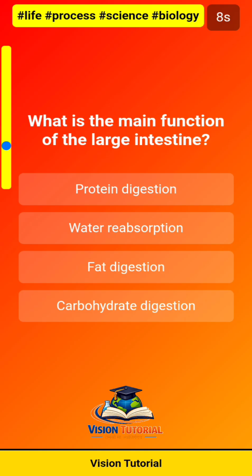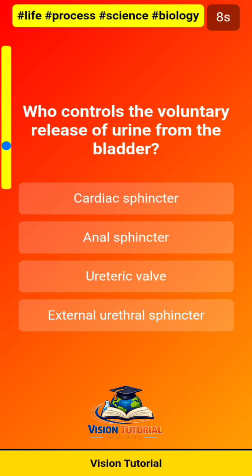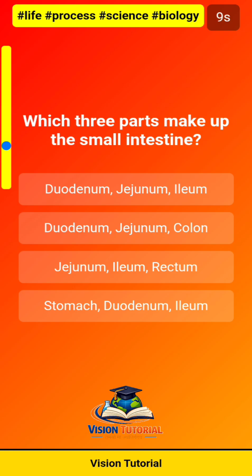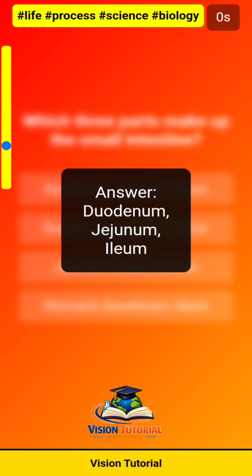The question is, what is the main function of the large intestine? Answer: water reabsorption. The question is, who controls the voluntary release of urine from the bladder? Answer: external urethral sphincter. The question is, which three parts make up the small intestine? Answer: duodenum, jejunum, ileum.